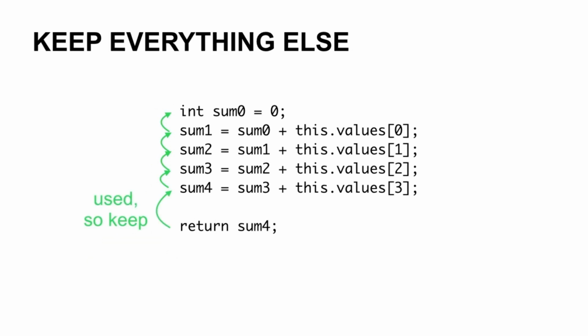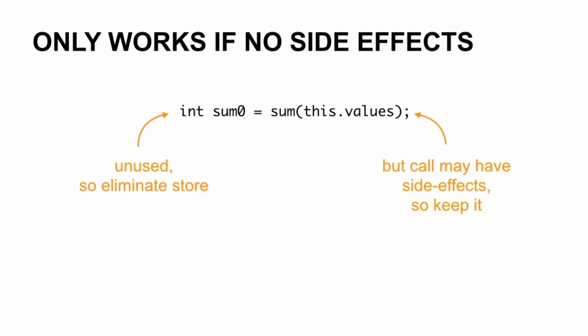But if we introduce a single use of sum4, like a return, then now we keep the whole chain by the same line of reasoning. And this is how the dead code elimination for our loop works. But of course, this only works if the thing that we're eliminating doesn't have any side effects. It doesn't change shared memory in any way. Imagine our statement was just int sum equals the sum of the values, calling sum a function. Well, we could get rid of our store of the sum variable, but we can't get rid of our call to the sum method because we don't know what the sum method is doing, at least not without probing deeper. And so the sum call has to be kept around, even if we don't have to do the store to local memory.